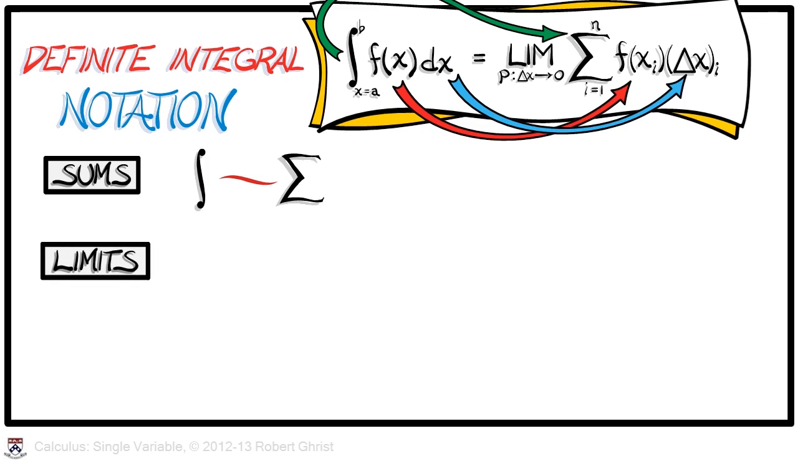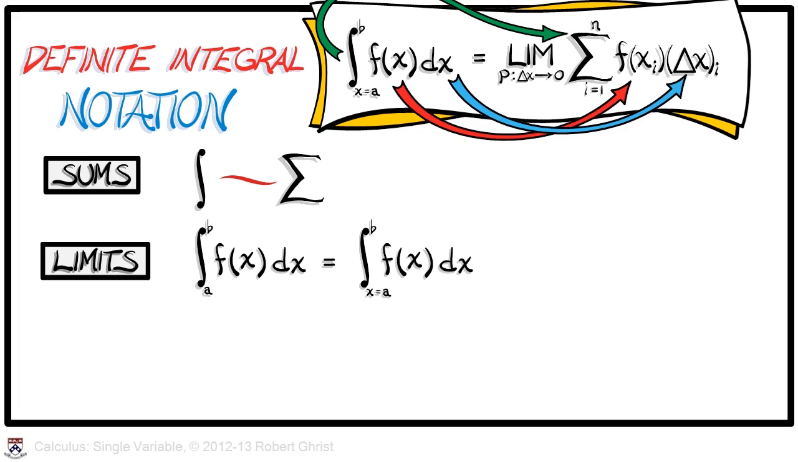Now, the second thing to note is the limits of integration. One often writes the integral from a to b of f of x dx. I prefer to write the integral as x goes from a to b of f of x dx. This tells you exactly which variable you're talking about in terms of the limits.